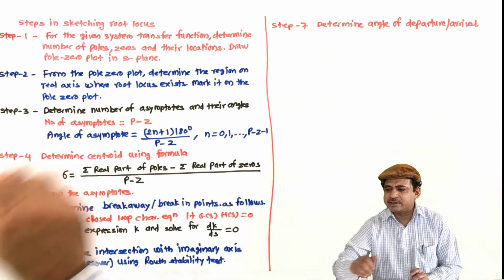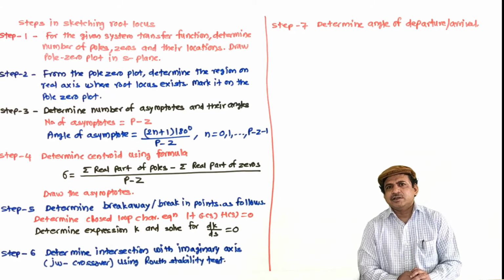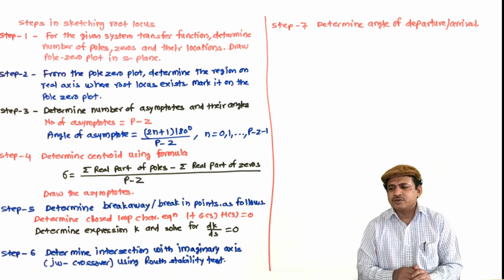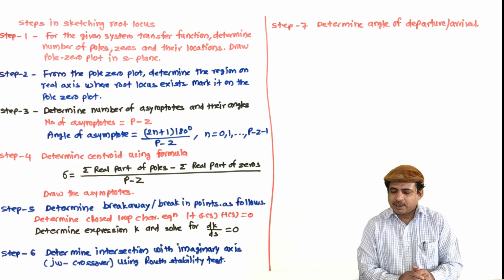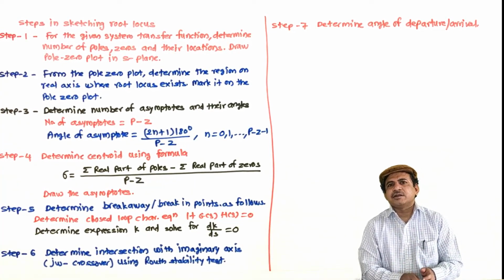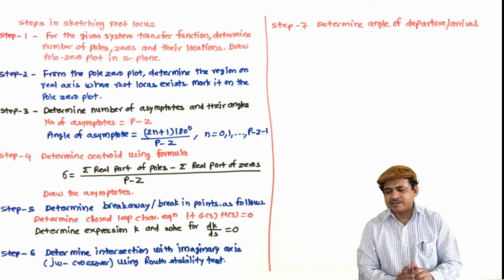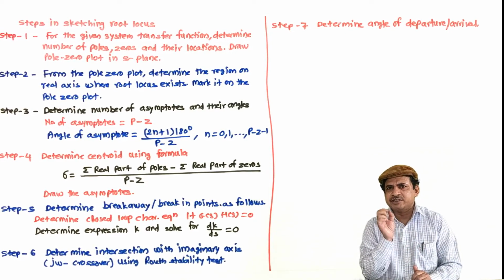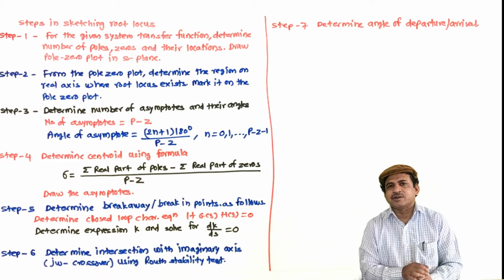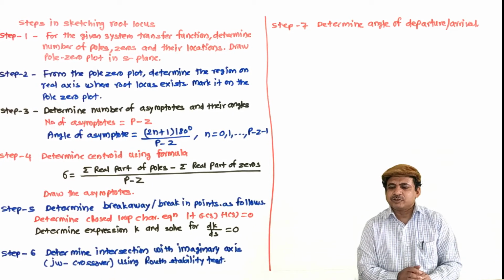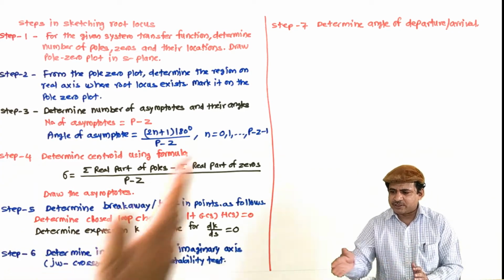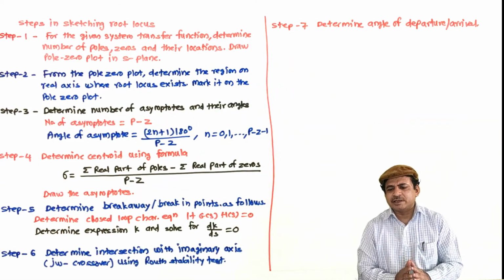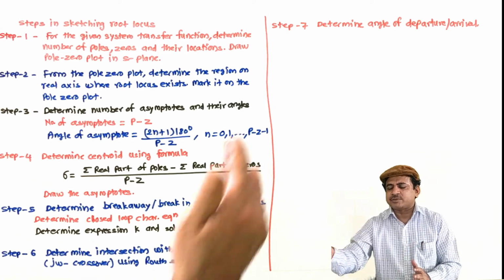And step number 7 is determining the angle of departure and arrival. That is also optional, because it is not required when there are neither complex conjugate poles nor complex conjugate zeros. However, the first 4 steps are always essential, even in some cases where P minus Z is 1 or 0, steps 3 and 4 are not required. So the steps are optional and need based, but these are the total steps, and it is also possible that in some examples all 7 steps are required.